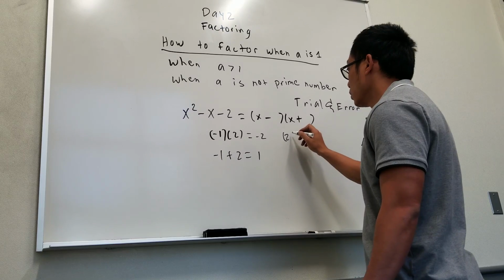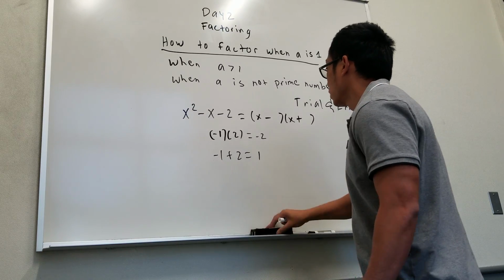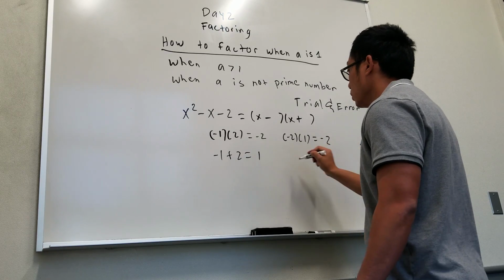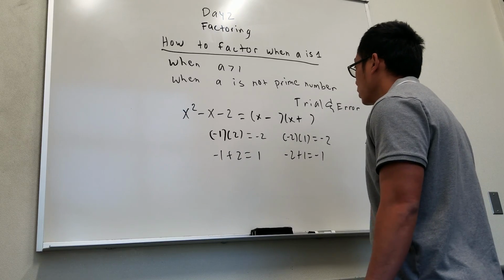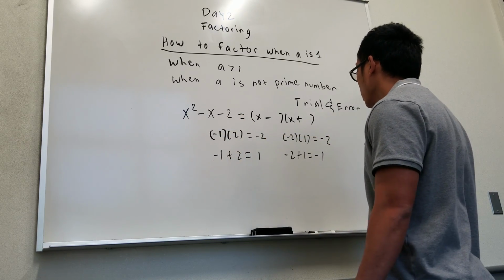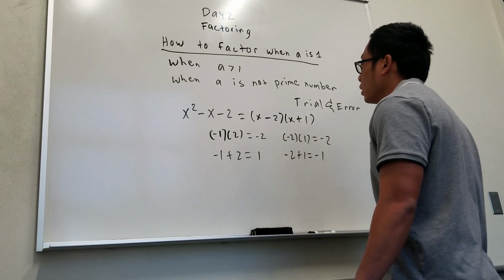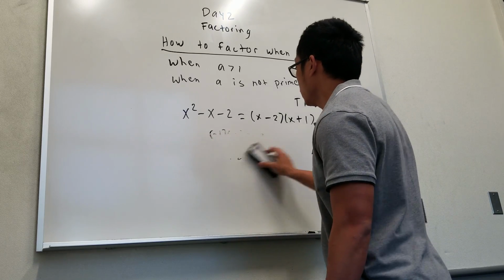Let's do 2 times -2 times 1, that gives us -2. So -2 plus 1, that gives us -1. That works, because we wanted to get the middle number. So what is the number? -2 and plus 1. And that's it. That's how you do it. Why don't you try another one? Let's do another one.